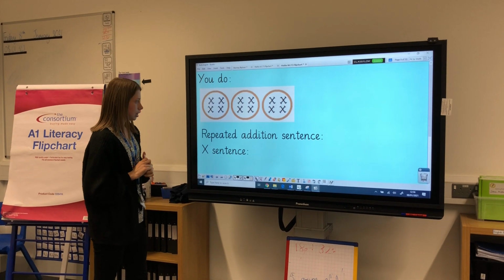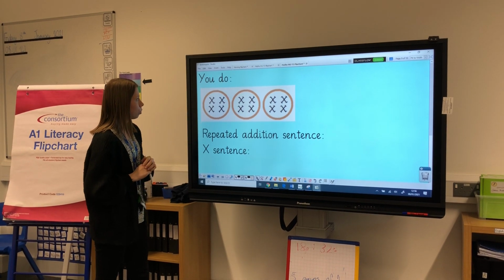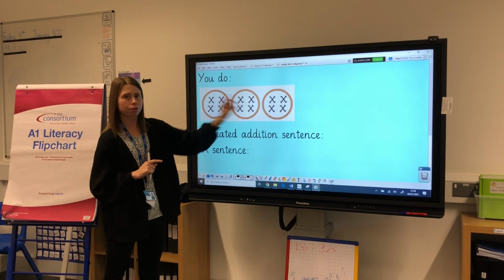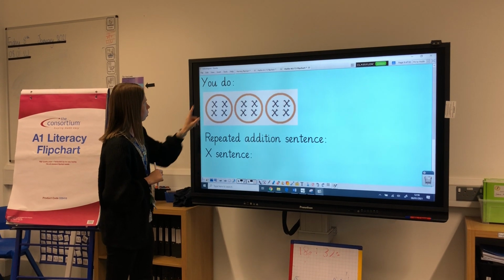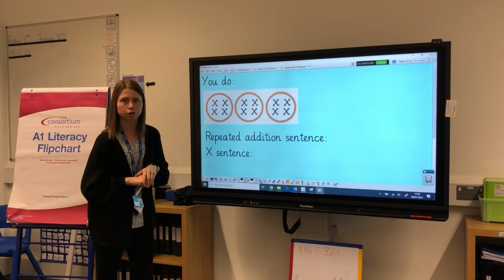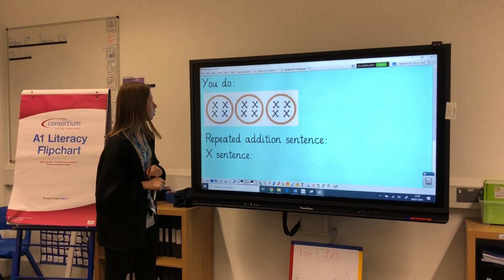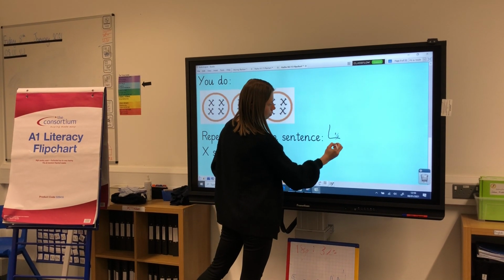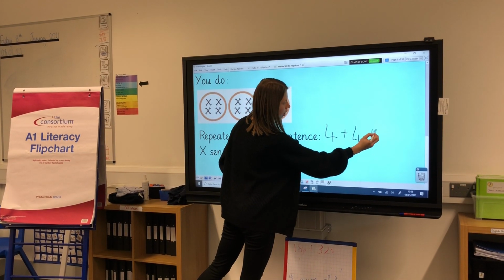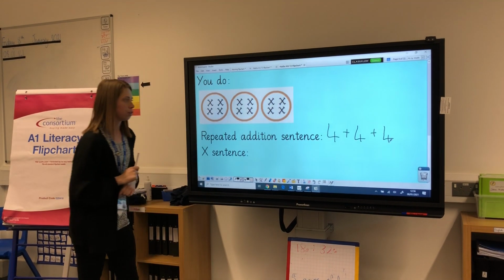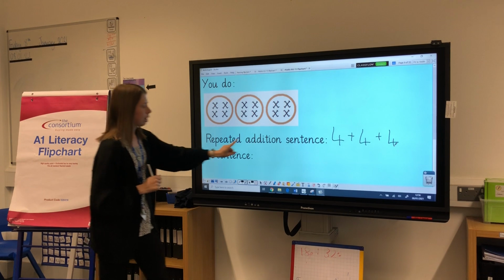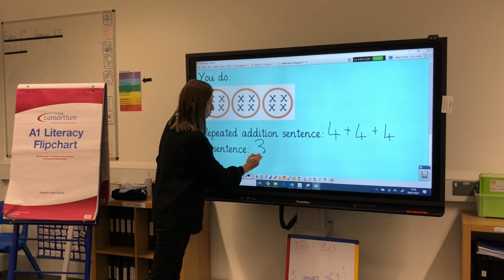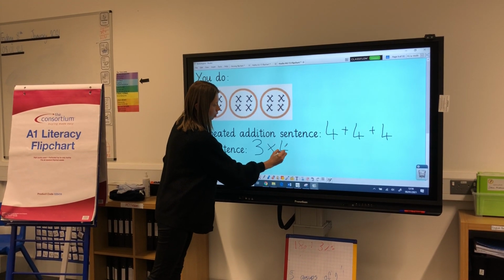So the repeated addition sentence for this picture on the board will be, well, we've got 1, 2, 3 equal groups, so we know we're adding a number 3 times, and we've got 1, 2, 3, 4 in each group. So we're adding the number 4, 3 times. So our repeated addition sentence would be 4, where's my pen? There it is. 4, add 4, add 4. So then your times sentence, count up how many of the number you've got. We've got 3 lots of 4, so that means the sentence would be 3 times 4.